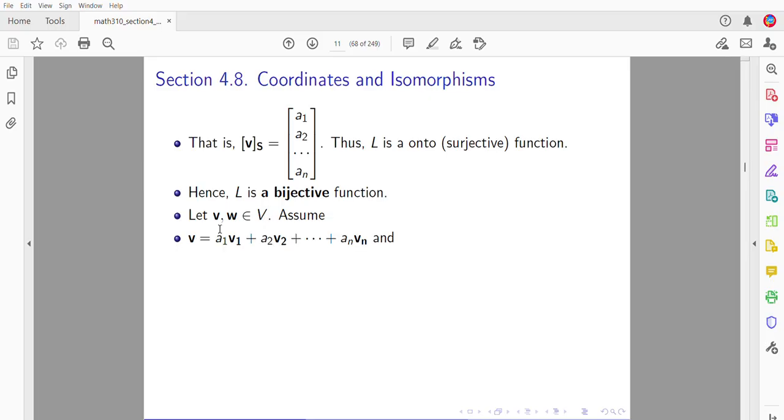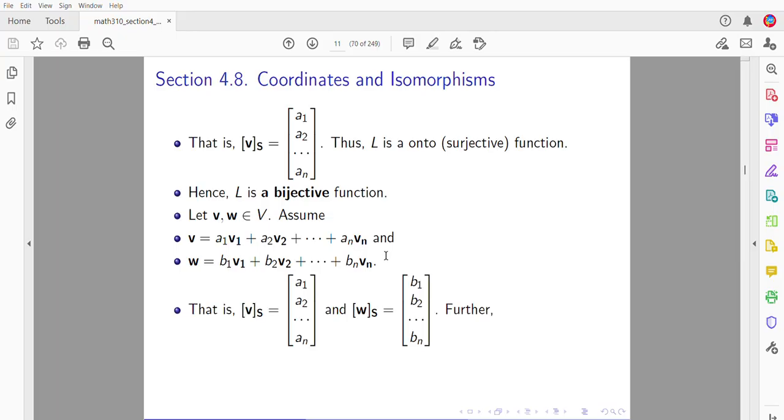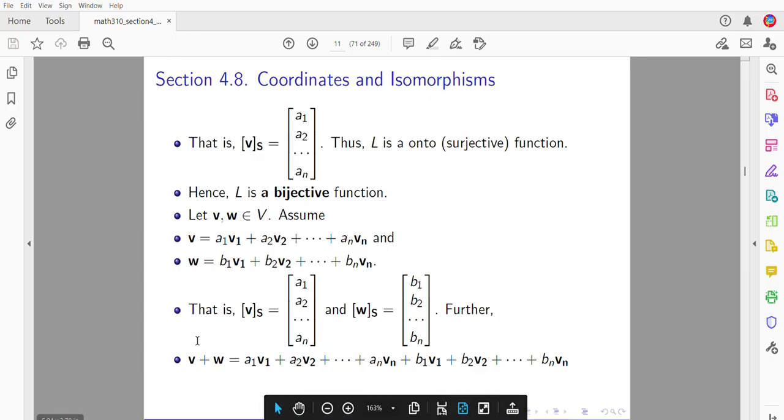Assume V is A1 through An of this linear combination, and W is this linear combination. Okay, so what does that mean? The coordinate vector of V is given by A1 through An, and the coordinate vector of W is given by B1 through Bn. Further, what is the addition of these two vectors? Well, it's this linear combination plus this linear combination.